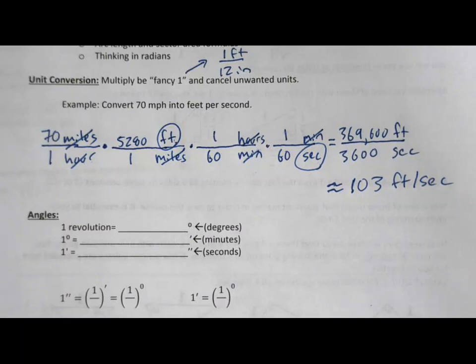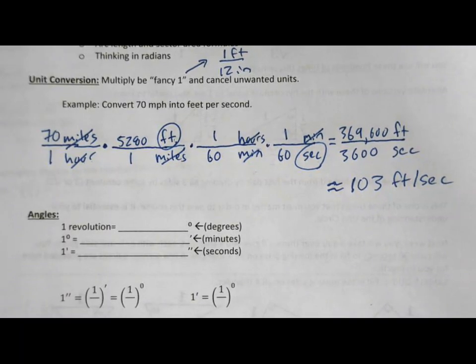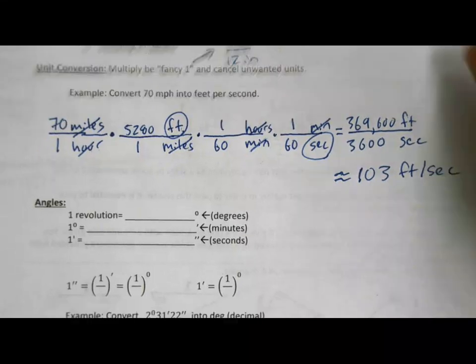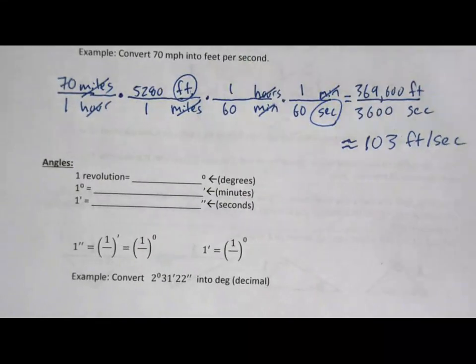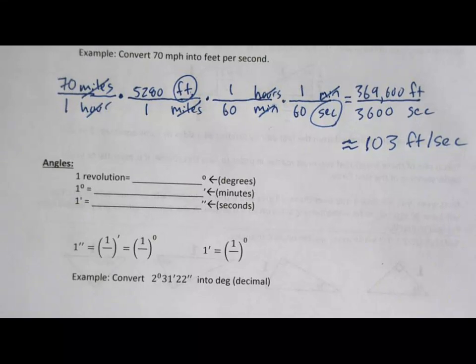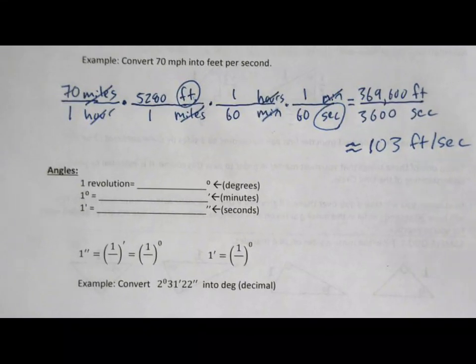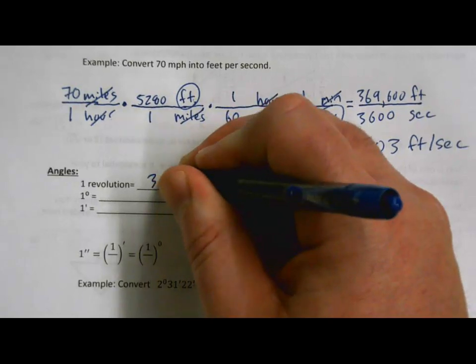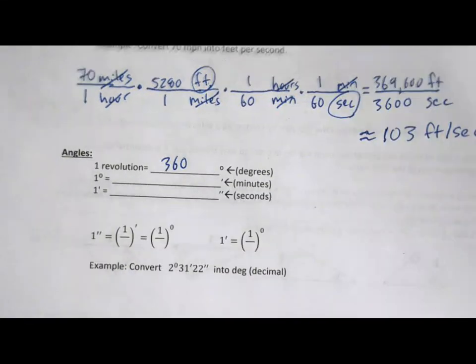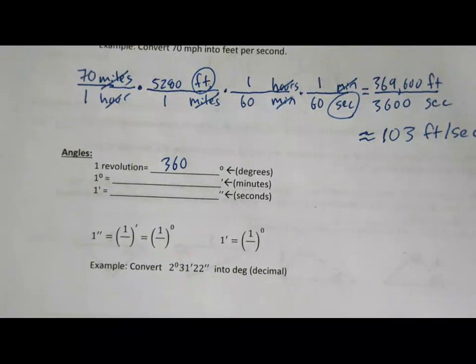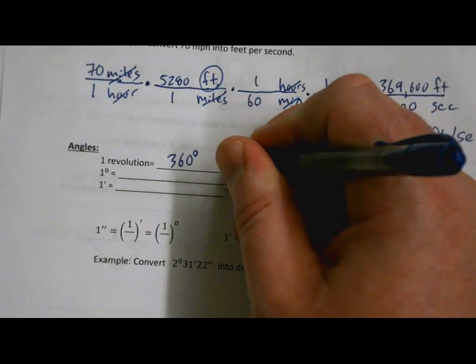I want to make sure that you guys are aware of some different types of angle measurements that you may not have seen before. You've heard of a revolution before, right? 1 revolution. If we go all the way around the circle, how many degrees is that? 360 degrees. 1 revolution is 360 degrees. I'm going to put the degree symbol on there.